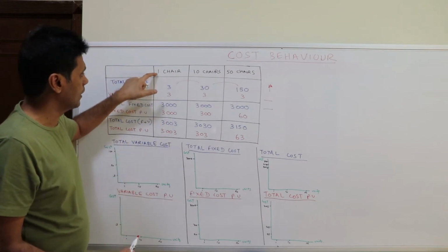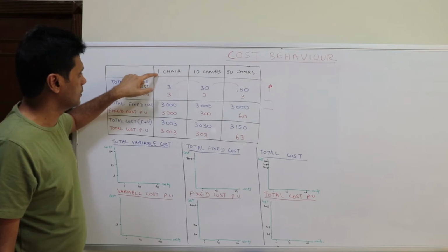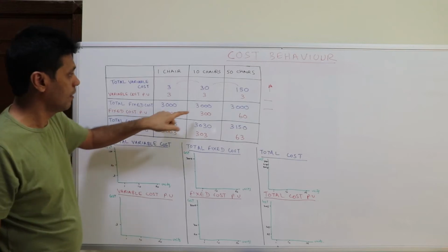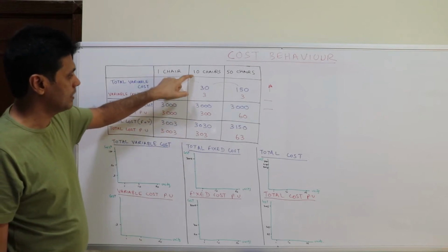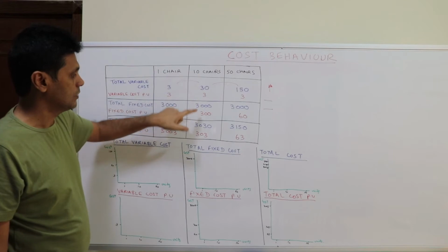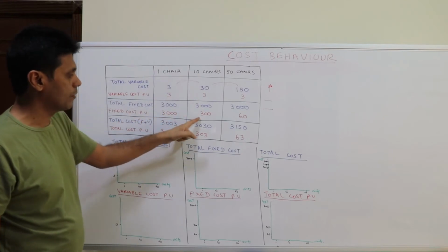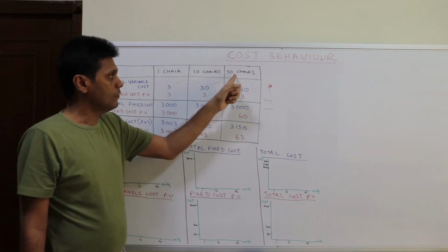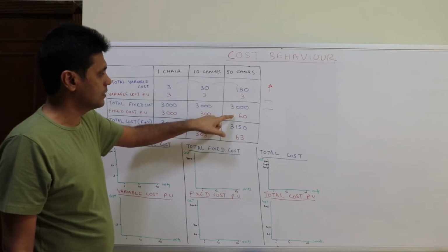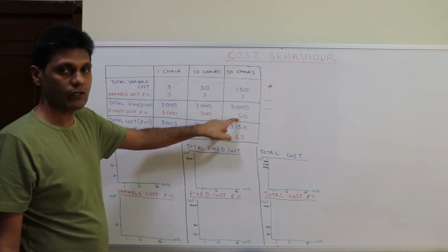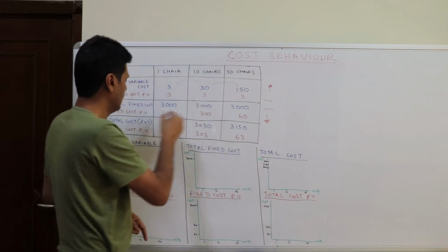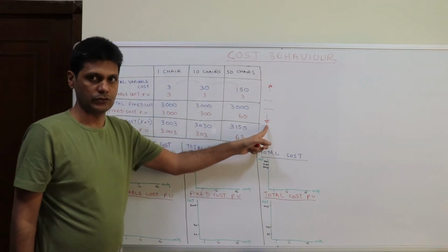So if you take this activity level, it is only one chair, therefore the fixed cost per unit will be still $3,000. However, if you take 10 chairs, this entire 3,000 will be allocated amongst these 10 chairs. So as a result, the fixed cost per unit will be 300. And when you take 50 chairs, this 3,000 will be allocated among 50 chairs. So therefore fixed cost per unit will be 60. So basically, as the activity level increases, the fixed cost per unit will reduce.